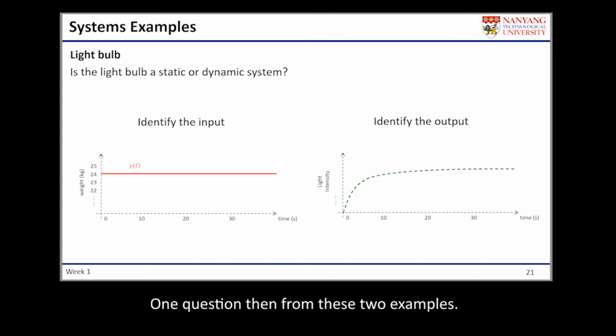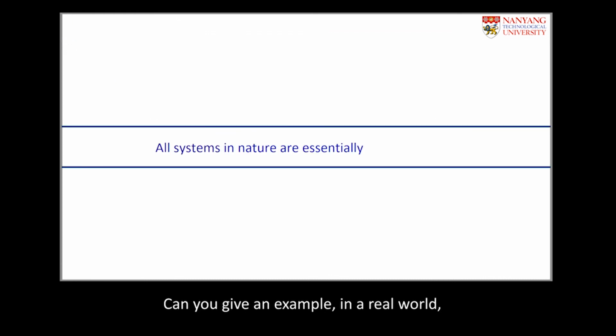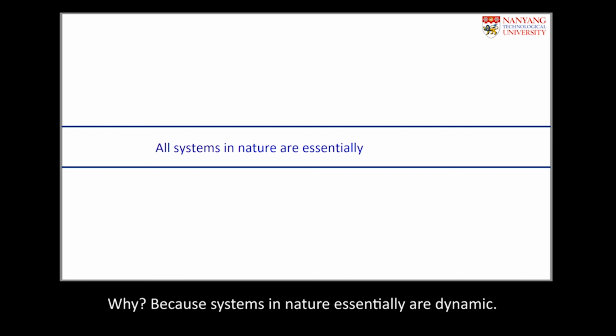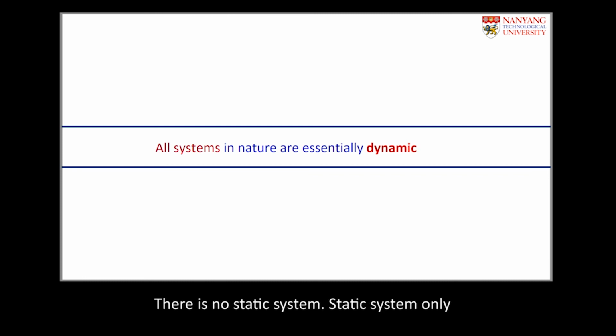One question then from these two examples: can you give an example, in the real world, of a static system? I cannot give an example in the real world of a static system. Why? Because all systems in nature essentially are dynamic. There is no static system. A static system only exists on a piece of paper or only exists in theory. Okay? So since all of the systems are dynamic, we will focus this course on dynamic systems.